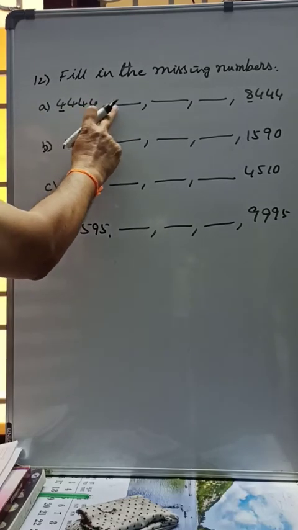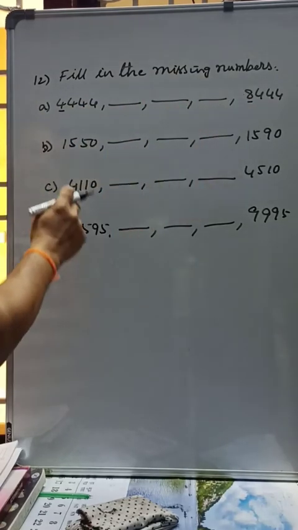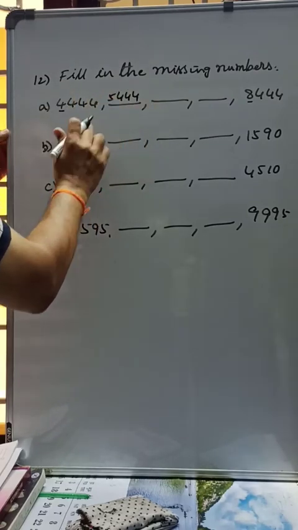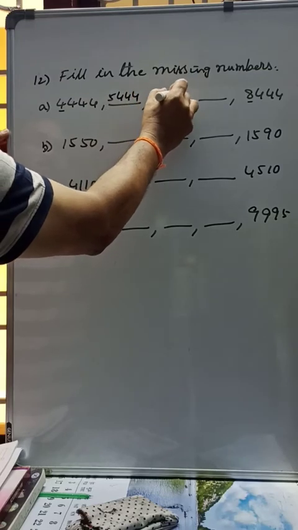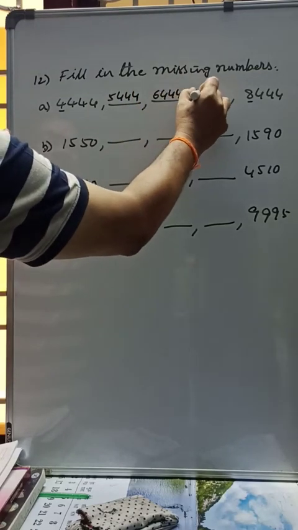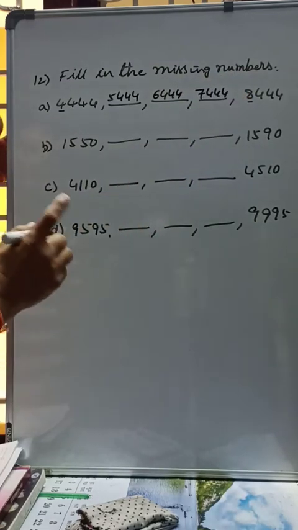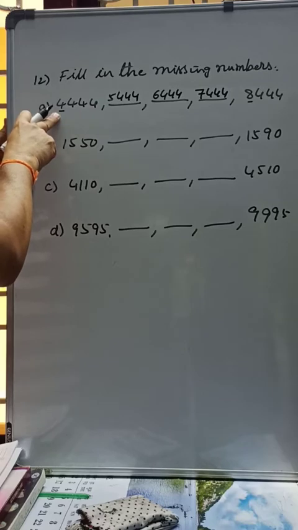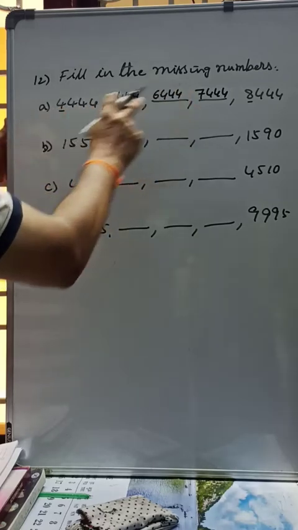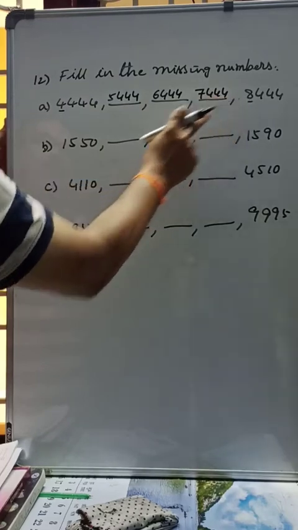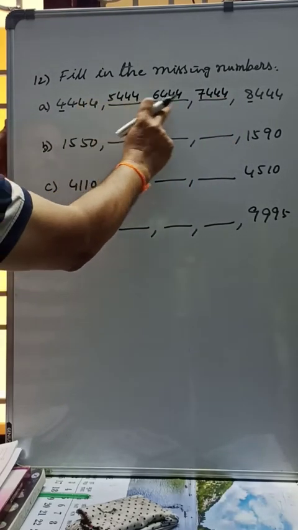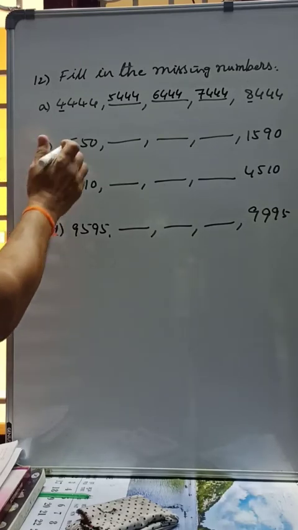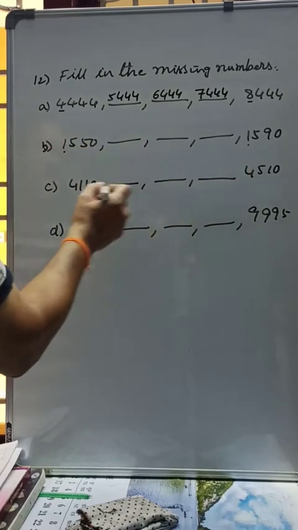After 4 we can write 5, 6 and 7, followed by 8. So the second number becomes 5444. After 5, 6444. After 6, 7444. You have to observe in which place the change is occurring. The change is occurring in the thousands place. Out of 5 numbers, here we have 4, last number is 8. So in between 3 numbers you can write 5, 6 and 7. Remaining numbers are the same.